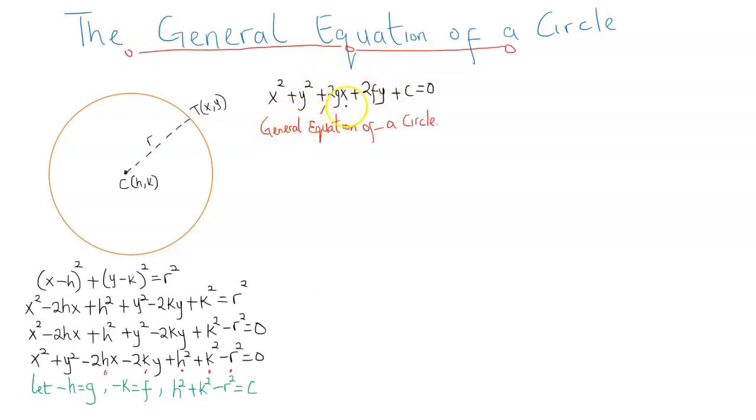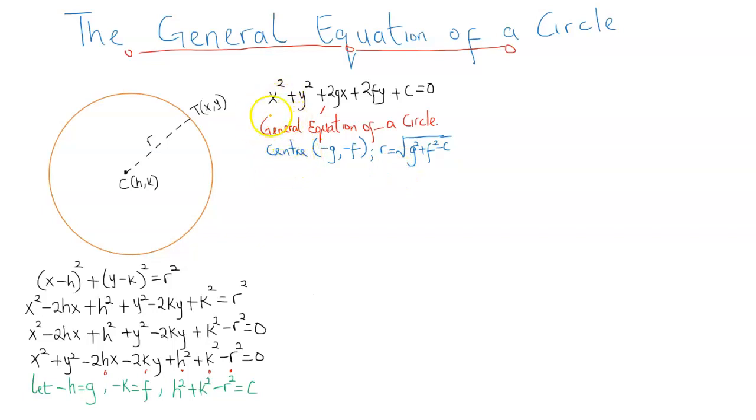One quick thing about the general equation of the circle. Of course, since this is the standard equation of the circle, we know that the center here is h comma k. But for the general equation of the circle, the center is at negative g comma negative f. And we know what the radius is. The radius is the square root of g squared plus f squared minus c. So for the general equation of a circle, the center is at negative g comma negative f, and the radius is the square root of g squared plus f squared minus c.